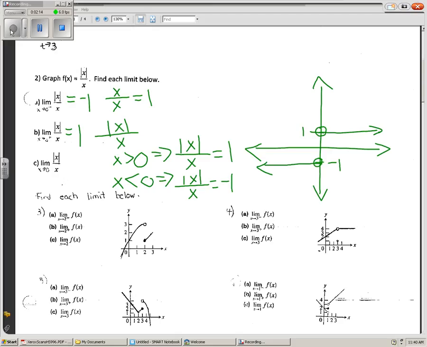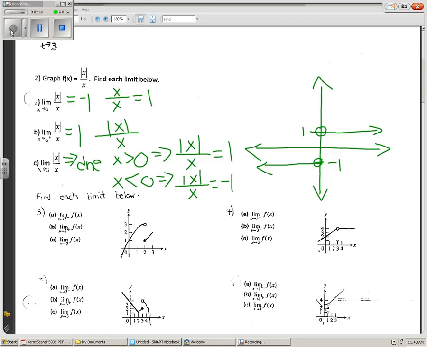In C, this reads the limit as x approaches 0 of absolute value of x over x. So this is saying in general, when x gets close to 0, what number does y stay close to? Since on the right, y stays close to 1, and on the left, y stays close to negative 1, there is no one value that y stays close to. So we say that our limit is DNE.